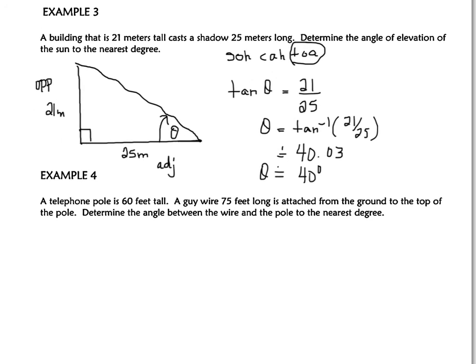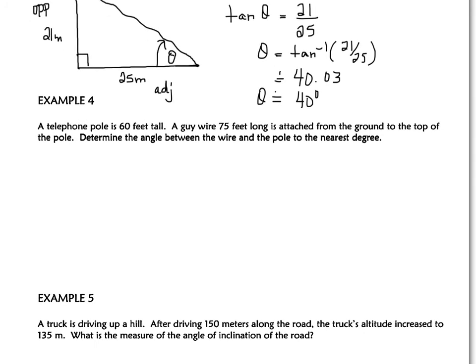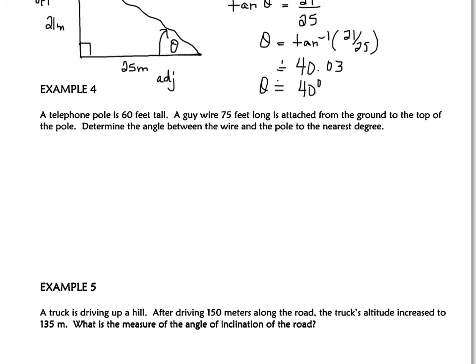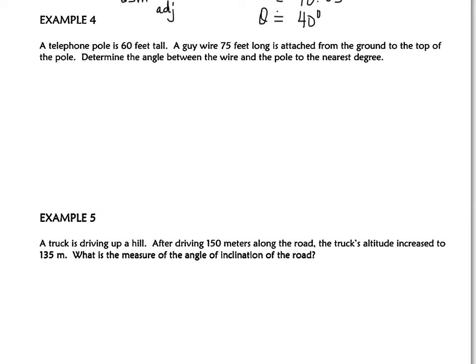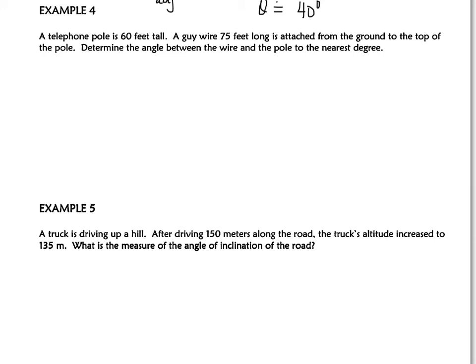Example 4 says a telephone pole is 60 feet tall. A guy wire 75 feet long is attached from the ground to the top of the pole. Determine the angle between the wire and the pole to the nearest degree. So a telephone pole is 60 feet tall, and a guy wire 75 feet long is attached from the top of the pole down to the ground. For some reason when I'm using the stylus, I have squiggly diagonal lines, but it's the best I can do. So this is 75 feet.